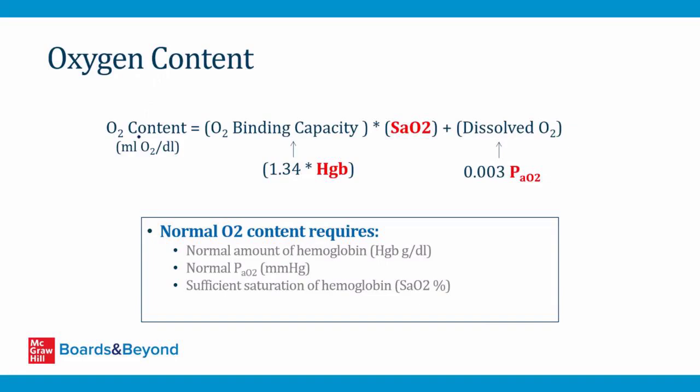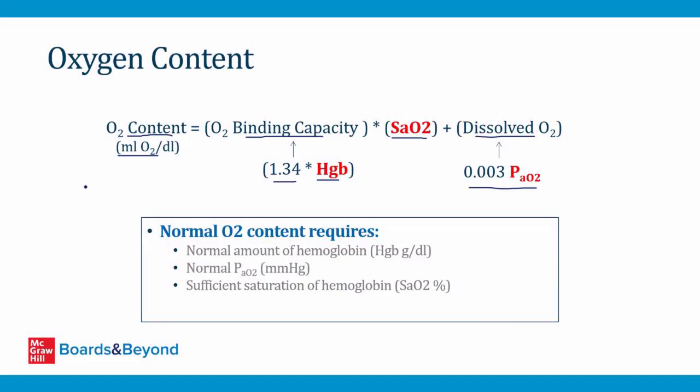So now that we understand all that, we can talk about this equation shown on the slide, which is an equation you can use to get an actual number for oxygen content of blood in milliliters of oxygen per deciliter. According to this equation, the oxygen content of blood is equal to the oxygen binding capacity, and the binding capacity is 1.34 times the hemoglobin concentration. You then multiply this by the SaO2, and then you add the dissolved oxygen content of blood, and the dissolved oxygen content of blood is equal to 0.003 times the PaO2.